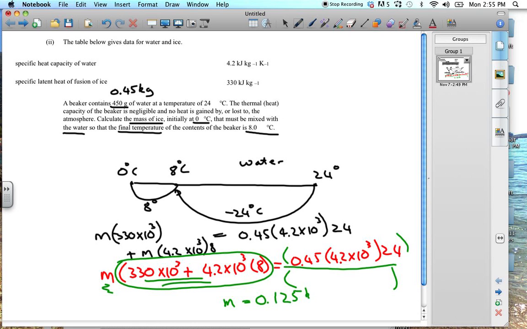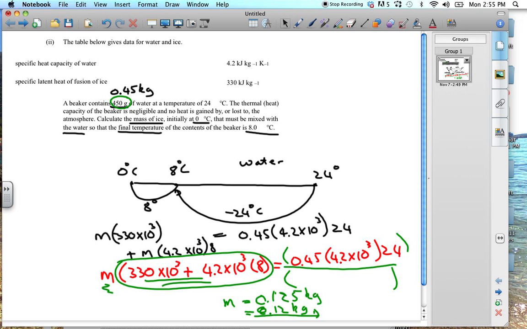0.125 kilograms. Now notice all my values are given with two significant figures, so I can write this as 0.13. Actually it's 0.1247, so it would be best to write this as 0.12 kilograms, that would be fine.